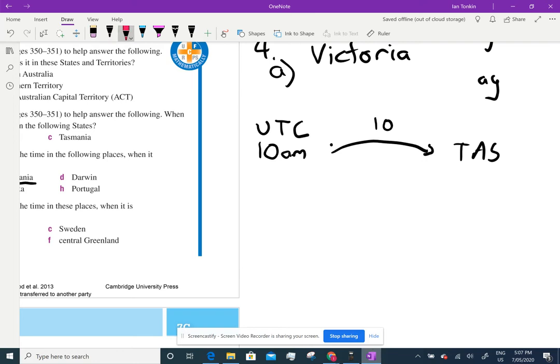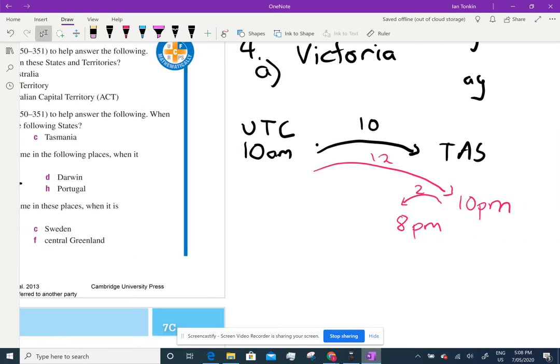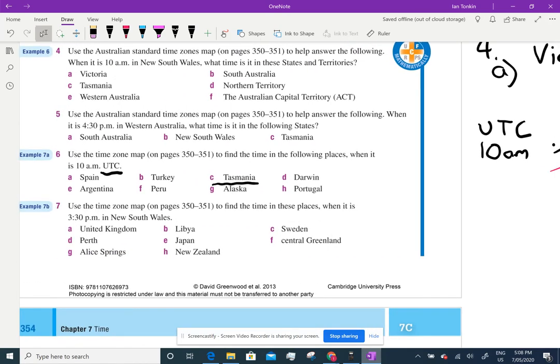So 10 a.m., what I like to do is I'm going to go 12 hours forward. That'll take me to 10 p.m., 12 hours forward, and I'm going to go 2 hours back to 8 p.m. So going 12 forward and 2 back. Because going forward 12 is very easy when you're on the hour because you just go from the AM to the PM. So I go 12 forward and 2 back. So in Tasmania, which was 6C, it should be 8 p.m. and that's right. Let's have a look. I'll do some of these other ones. They're going to be hard.